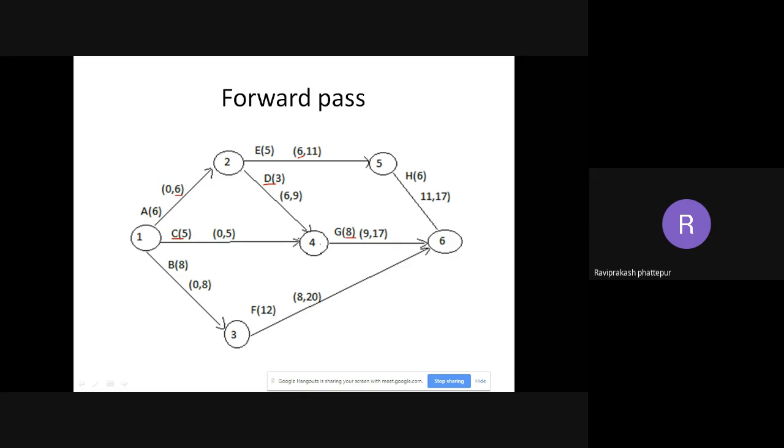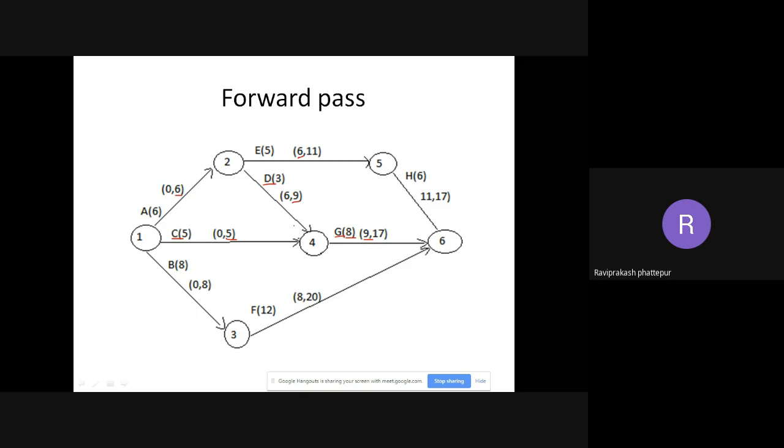But for the node 4, or the activity G to start, two activities should have finished, that is D and C. So here 5 is there, here 9 is there. Which one to take? When I say after D and C, whichever is the highest, I need to wait till then only to start G. So I cannot just start after C. Even if C is finished at 5, I cannot start G because D is not complete. D will complete at 9. So after 9 only I need to start G. So my starting of G will always be 9, that is the maximum number.